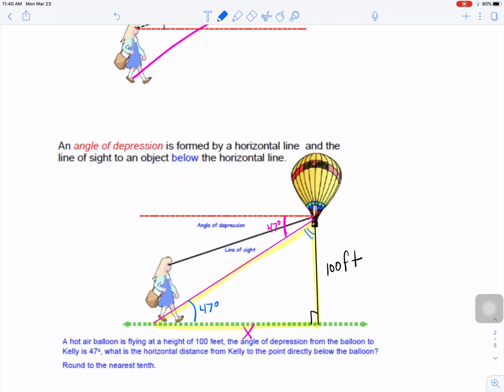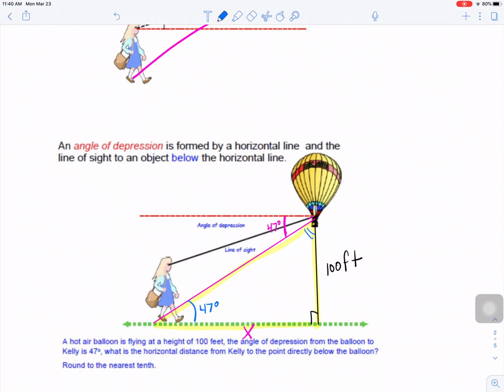If you understand that, you will understand that looking down from being in the balloon to see Kelly is the same angle that Kelly would use to look up to the balloon. Does that make sense to you? The angle of depression and the angle of elevation are actually equal. Now, there are some teachers, I'm not really impressed with them. They tell their kids, write the angle of depression down here. Well, that doesn't make sense because you don't understand what a depression angle is then. And that might hurt you later on.